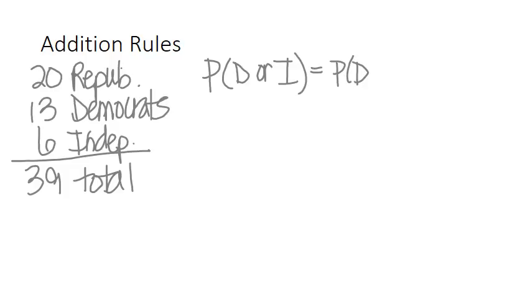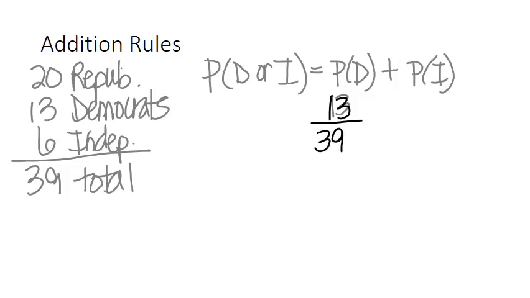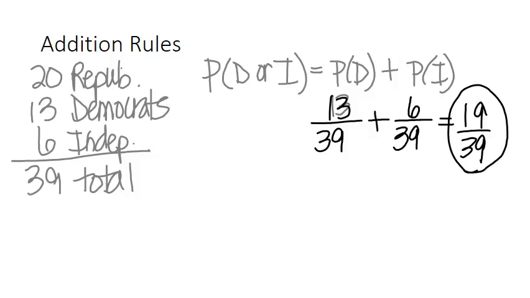So we're looking for the probability that they're a Democrat, or means to add, plus the probability that we pick an independent person. Well, how many Democrats do we have? We have 13 out of a total of how many people altogether here? 39. Or means to add, and then how many independents do we have? We have 6 out of how many total people? 39. And if we add those together, we get 19 over 39. And you can change those to decimals if you like, but you can also leave them as fractions, which I'm going to leave as a fraction. So we have a 19 out of 39 chance, probability, of picking a Democrat or an independent.